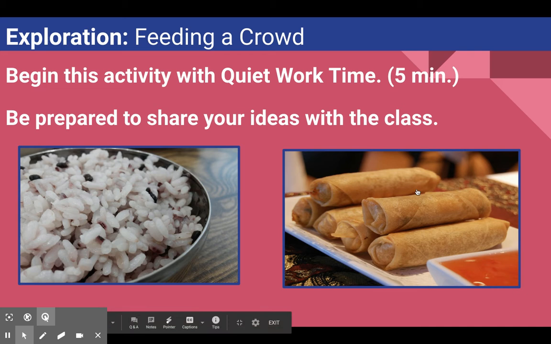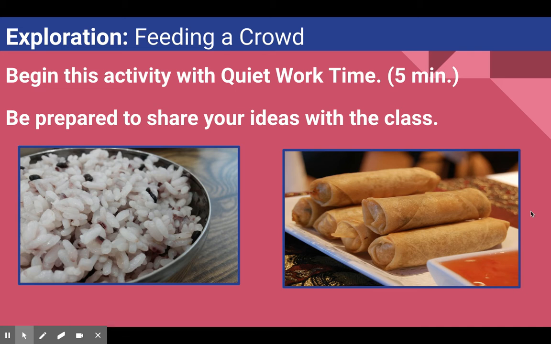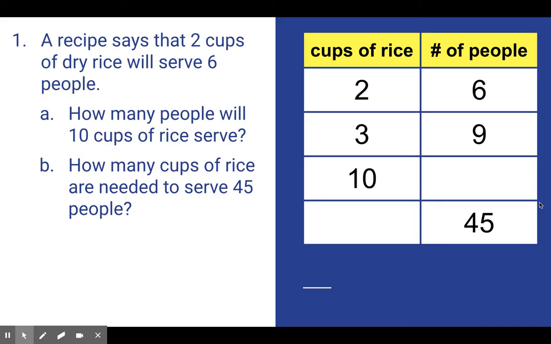All right. Now that you've had some time to enter your answers in the student companion, we're going to go back and share out amongst the class. At this time, if you want to answer some of these questions, just raise your hand and then unmute yourself. That way we can answer these questions. The first part in the student companion, number one, says a recipe says that 2 cups of dry rice will serve 6 people. So 2 cups of rice serves 6 people.